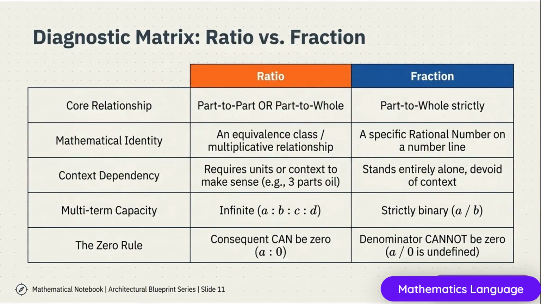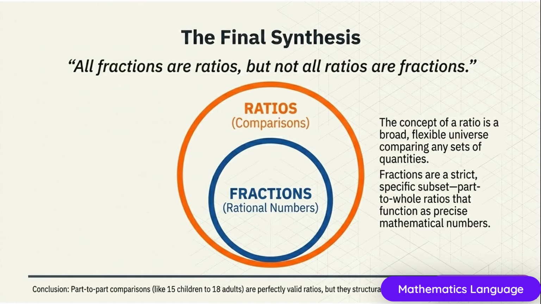The diagnostic matrix highlights key differences between ratios and fractions, from core relationships to mathematical identity and context dependency, illustrating their distinct roles. While all fractions are ratios, not all ratios are fractions. Ratios offer a broad universe for comparing quantities, whereas fractions are specific part-to-whole ratios functioning as precise mathematical numbers.